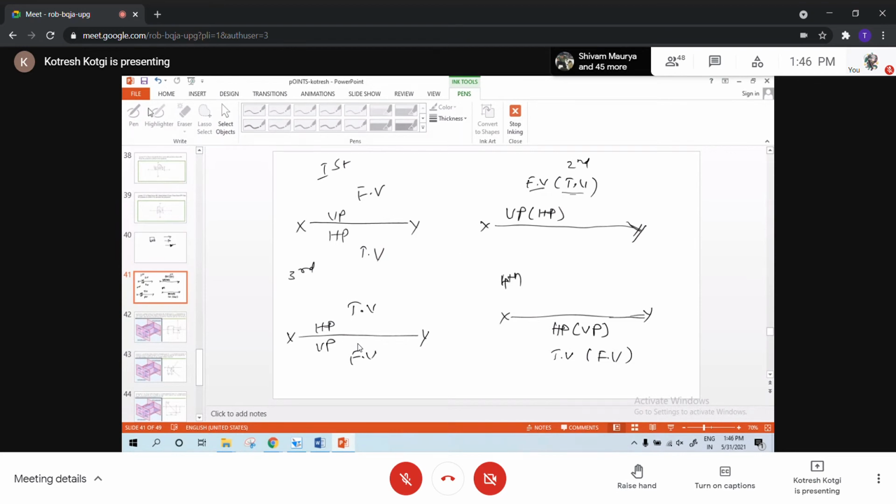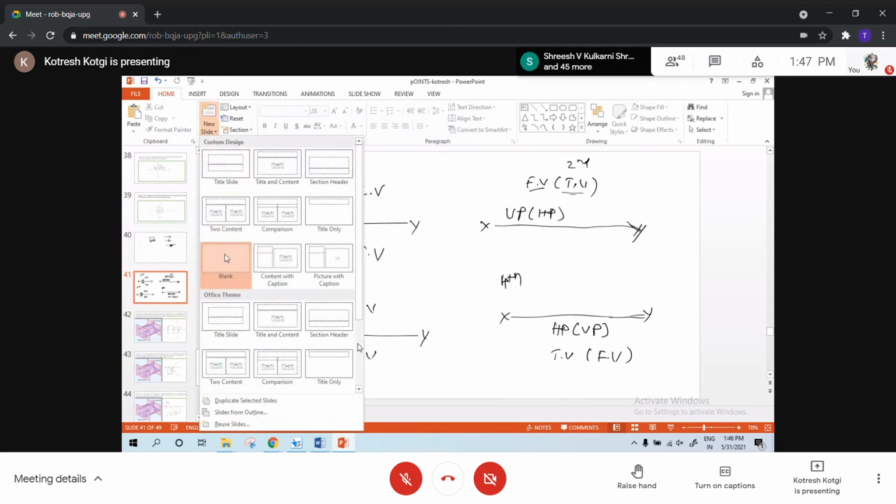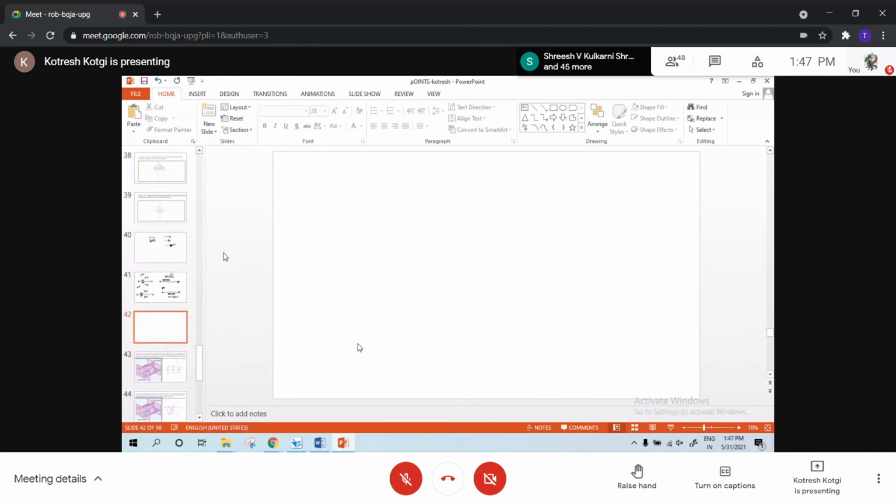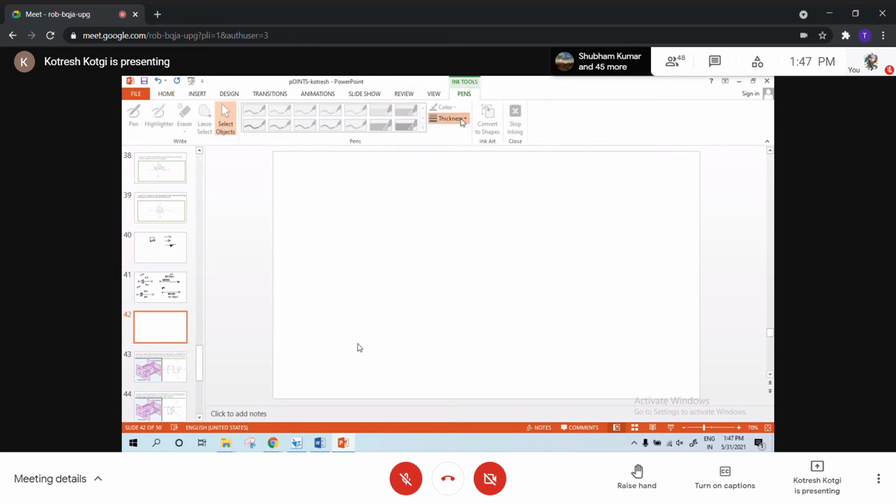Now I'll give one more, for those who were absent in the previous class: how to get the side view. Assume I am solving a problem in the first quadrant, and I am taking the left side view. I draw x, y, and x1, y1. In which profile plane will the left side view come? Right profile plane.